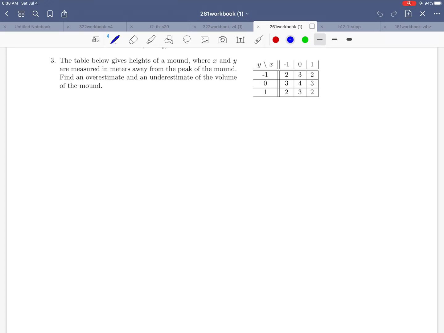Hello everybody, and welcome to exercise 3 at the top of page 59 in the workbook here. This is another example involving integration. Let's take a look at what they're asking us to do here.